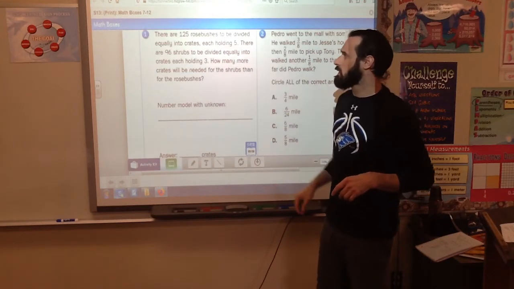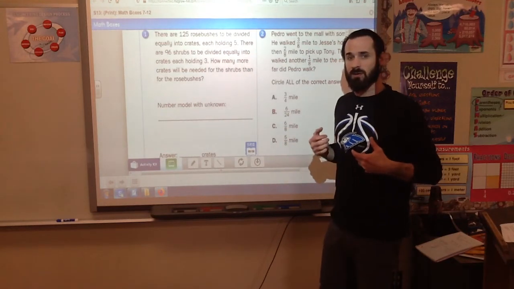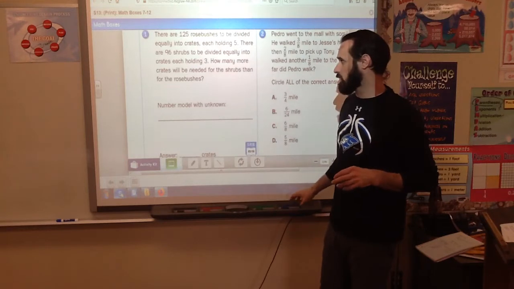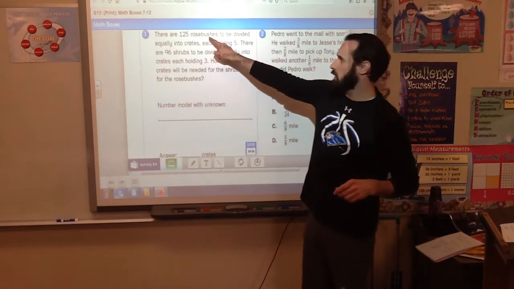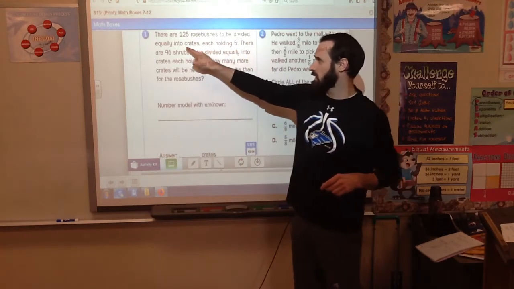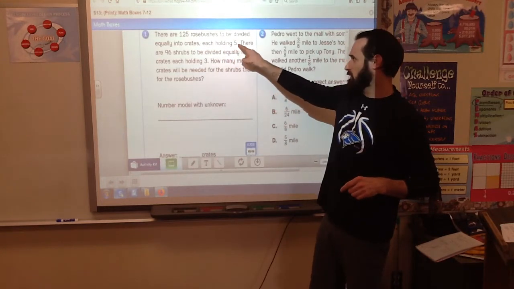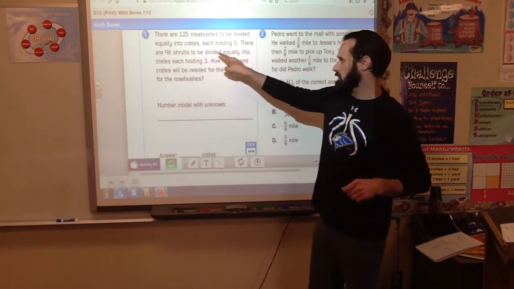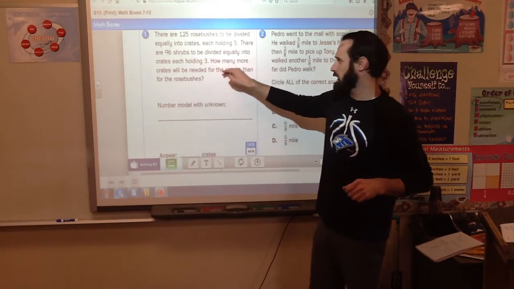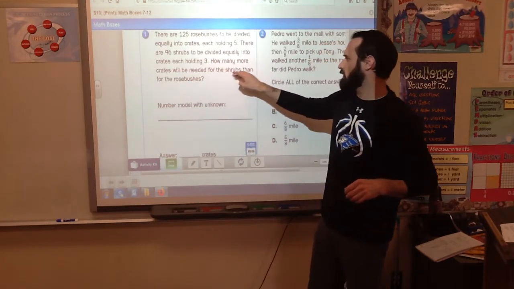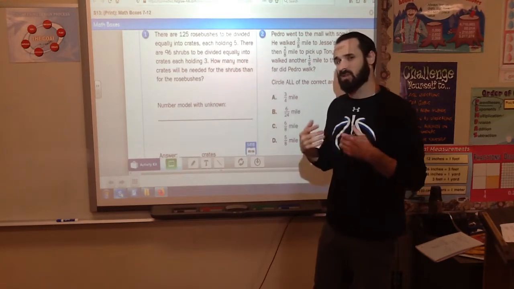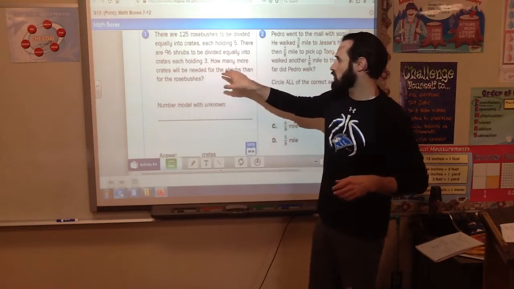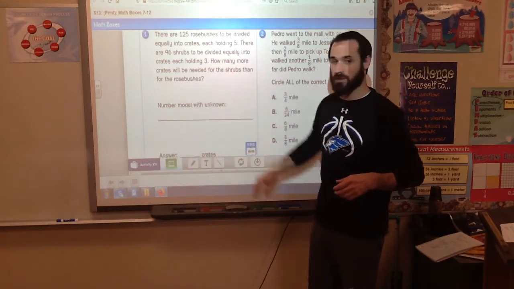On the first one, we went over this in your math lesson, what the number model with unknowns are. If you look, there are 125 rose bushes to be divided equally into crates, each holding 5. There are 96 shrubs to be divided equally into crates holding 3. How many more crates will be needed for the shrubs than the rose bushes? So that tells us that there are more shrubs than rose bushes.